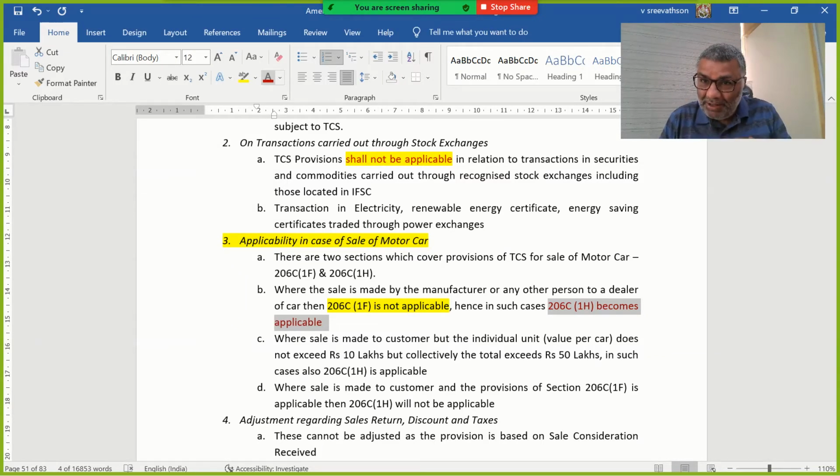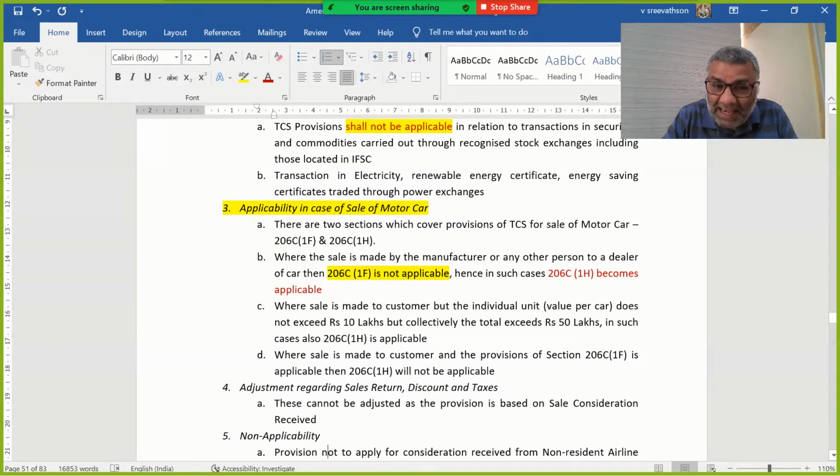From this year, Maruti selling cars to a dealer, 0.1% they will collect from the dealer if the total sale consideration received has exceeded 50 lakhs. Where sale is made to a customer, but the value per car does not exceed 10 lakhs, then you know 206C(1F) is not applicable, because it applies only if it exceeds 10 lakhs. But collectively the total exceeds 50 lakhs. I buy 10 cars, each car 6 lakhs. 206C(1F) is not applicable, but 206C(1H) is applicable.